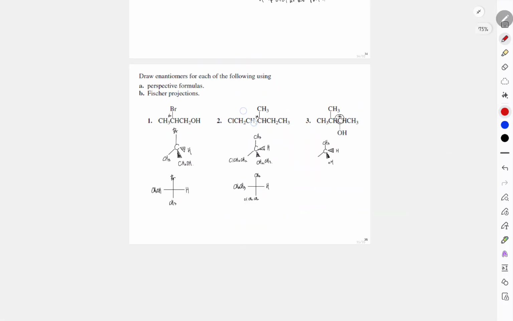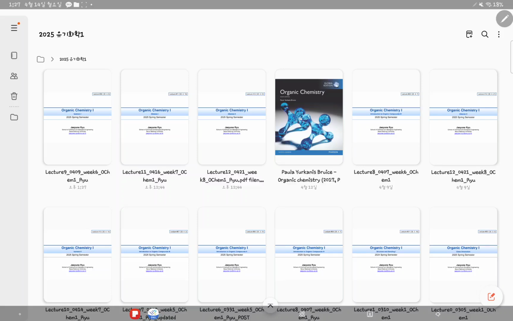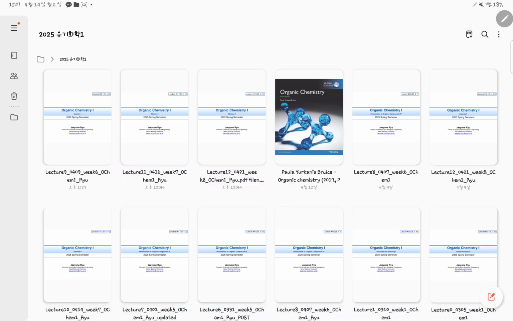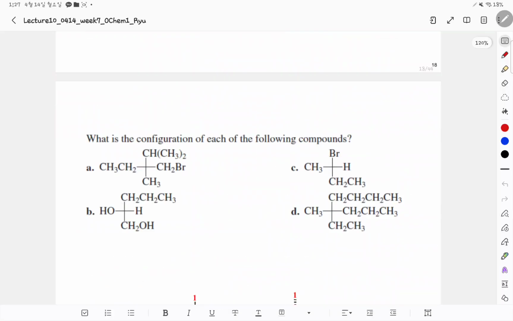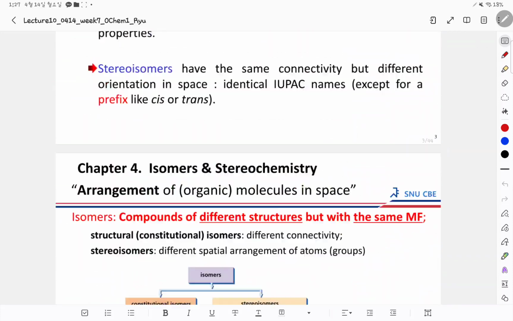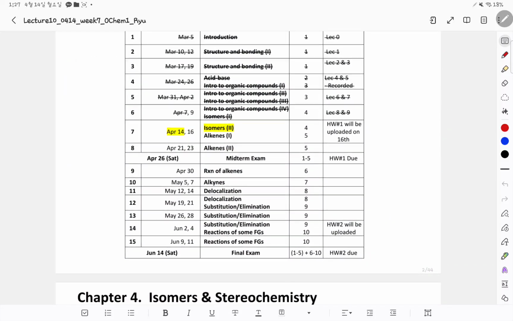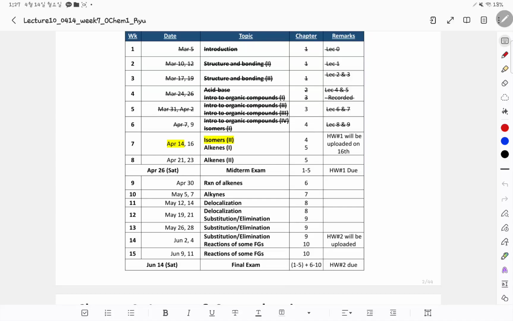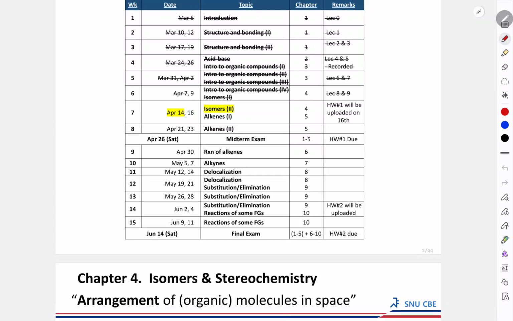That was what we were supposed to finish in the last lecture, and then we can move on to lecture 10. The homework set is uploaded now on ETL, so you can try to solve it and submit it on the midterm exam day. You should bring the hard copy of your solved PSET and submit it to the TA before the exam starts. That's the due date and time.